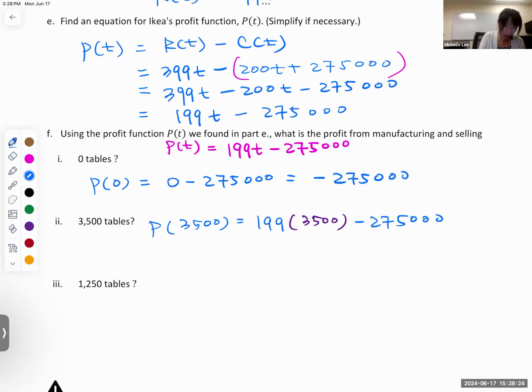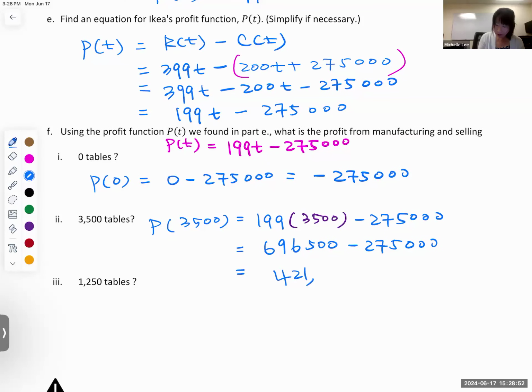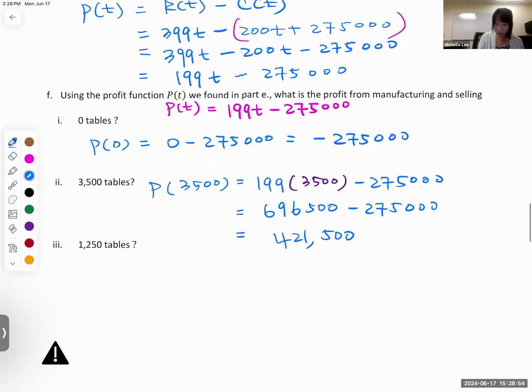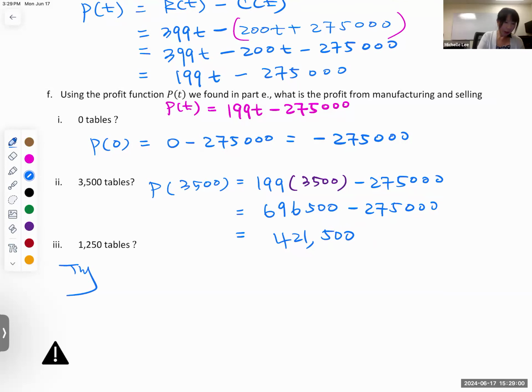Okay, so let's calculate. This one is 696,500 minus 205,000. Let's calculate, then there will be 421,500, right? So can you please try this one, right? Because it's similar. Okay, now what are we doing?